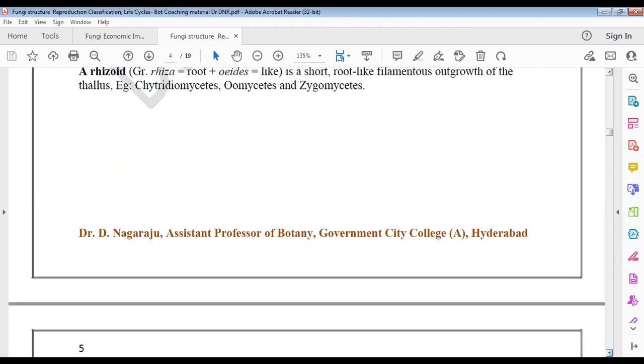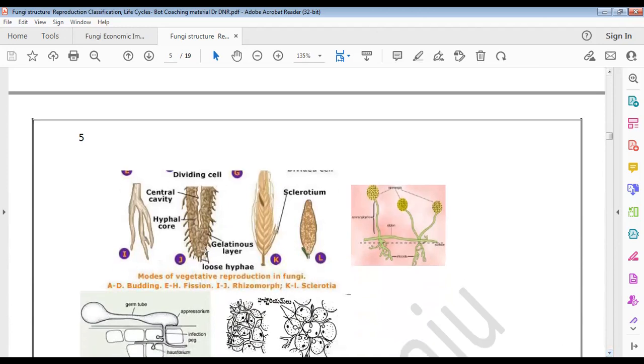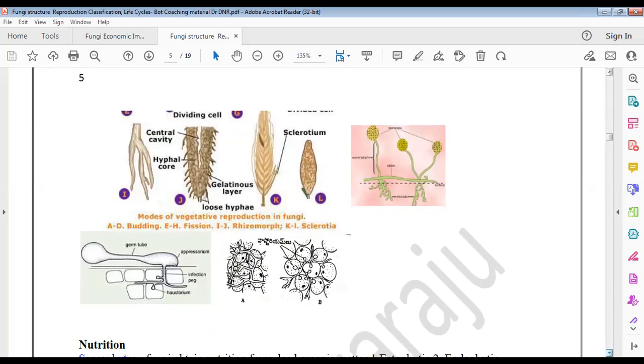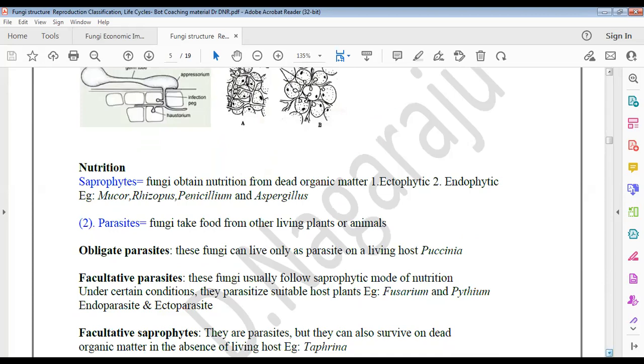Rhizoids, root-like structures, I already told you, are found only in the primitive fungi, that means in the Mastigomycotina and Zygomycotina only. Rhizomorph is the root-like structure. Sclerotium, hard tissue, is in Claviceps purpurea. Sporangiospores are a special structure in Rhizopus and Mucor: the sporangium, a sac having the spores, and the spores are called sporangiospores, a special type of asexual spores.